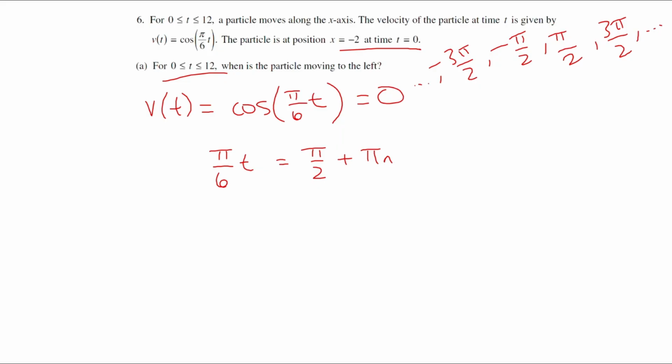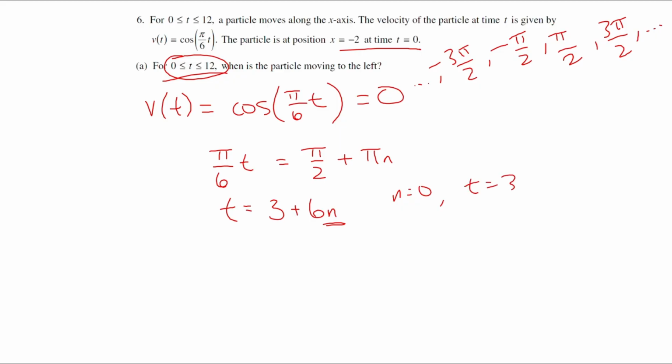So now we just need to solve this little bit for t. So we can multiply by 6, and we can also divide by pi. So if I multiply by 6 and divide by pi, the pi's are going to go away, and we're going to end up with 3 plus 6n. And so we're just looking for the solutions to that for integer values of n that are on 0 to 12. Well, when n is 0, we get t equals 3, so that works.